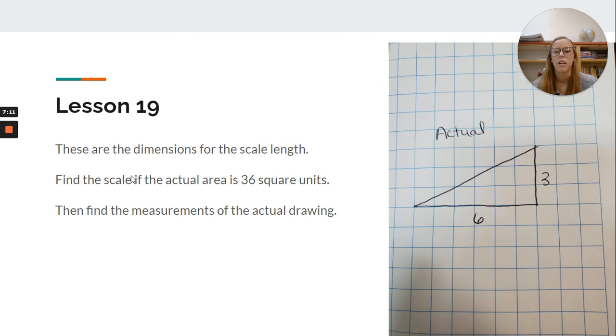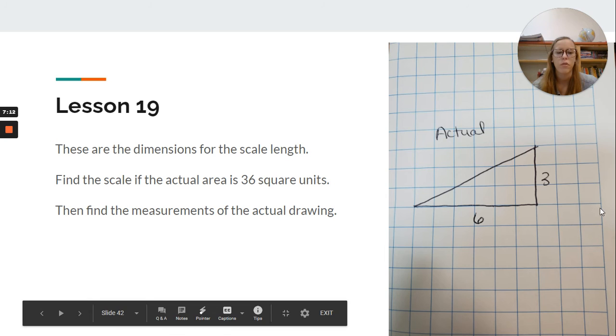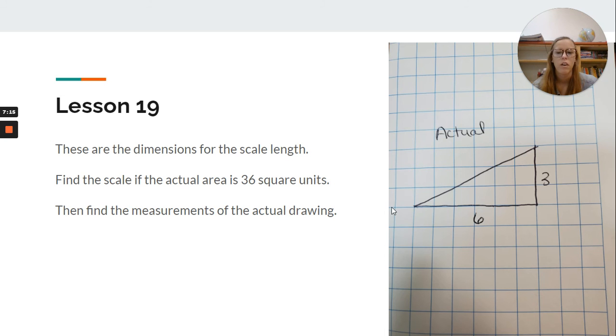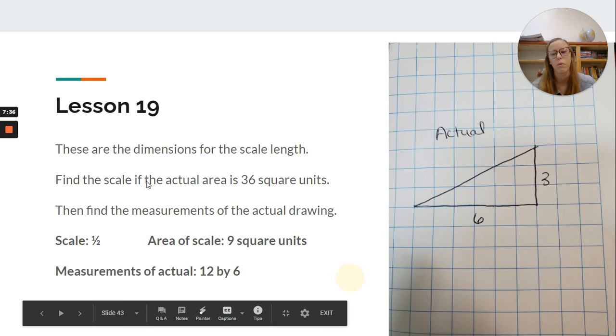Lesson 19. So here we have the dimensions for the scale drawing. We know that the actual area is 36 square units. So we need to find the scale first and then find the measurements of the actual drawing. So if we find the area of this one, 6 times 3 is 18, divided by 2 is 9. So we have to find out how we get from 9 to 36. That's multiply times 4.